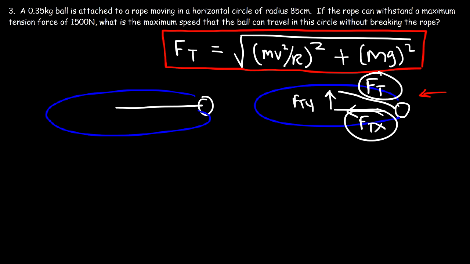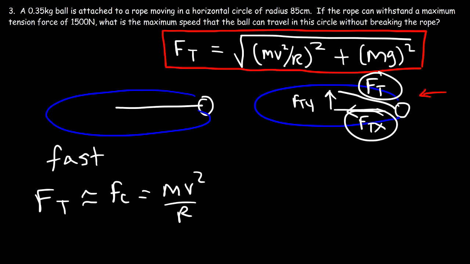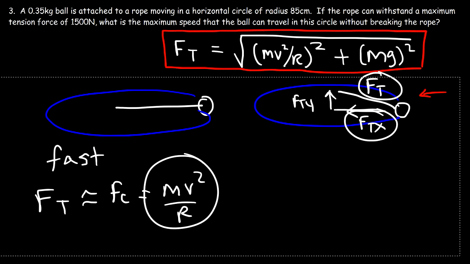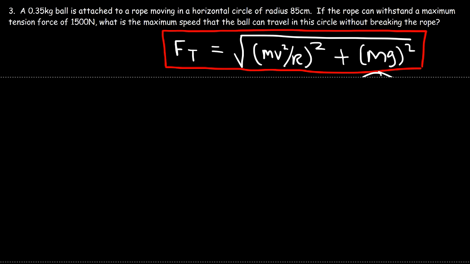F_TY will be negligible. So if the ball is moving fast, you could say that F_T is approximately F_TX, which is the centripetal force. So that's going to be mv squared over r. This part becomes insignificant. Now let's use this equation to see if we can get the same answer.